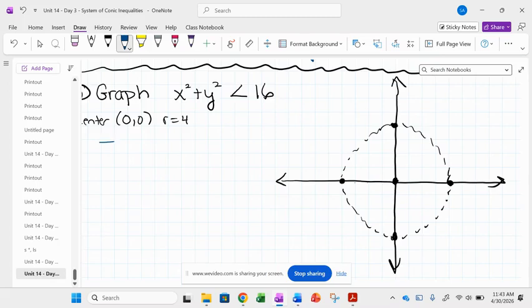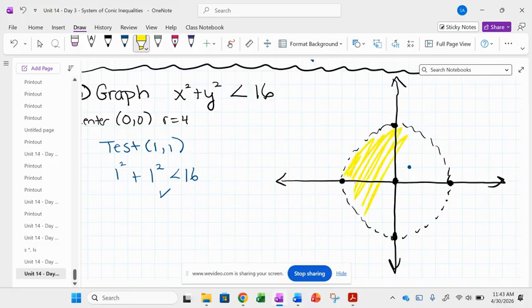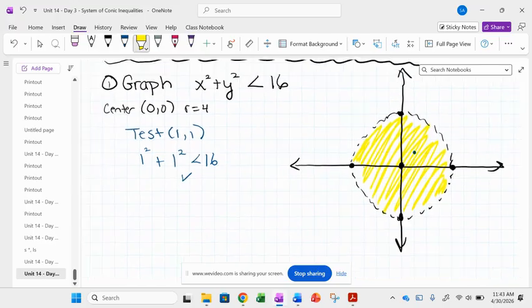So I'm going to pick the point 1, 1. So we go back to our original, and 1 squared plus 1 squared is less than 16. Does this hold true? Yes. Isn't the point 1, 1 inside the circle? Since it's inside the circle, that means the whole solution set is every point that's inside the circle. Not so bad, right? Next one.